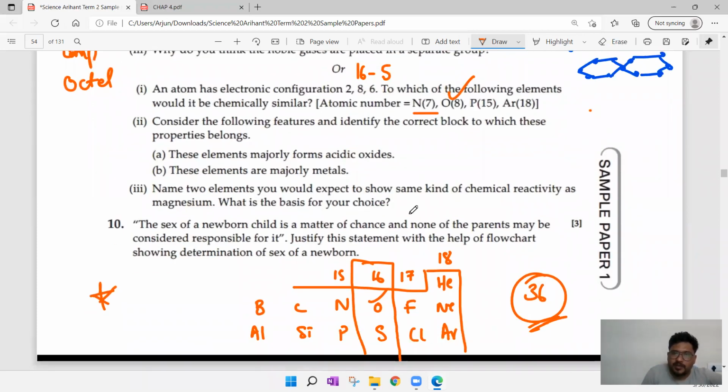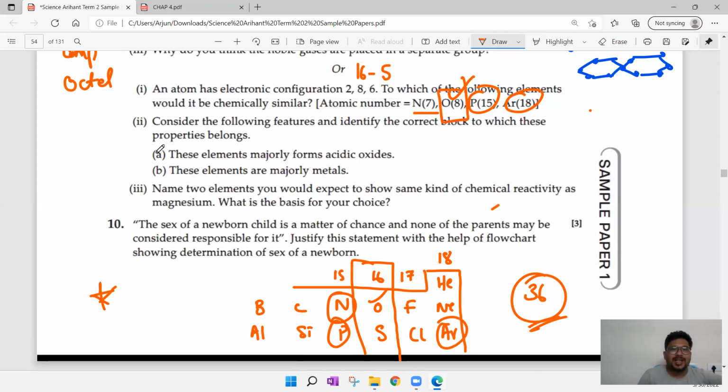Next, coming to number 7, nitrogen, you see nitrogen is here. It is not a 16th group element. And phosphorus is 15, that is also a 15th group element. Argon 18, which is an 18th group element. So the answer is oxygen, O.